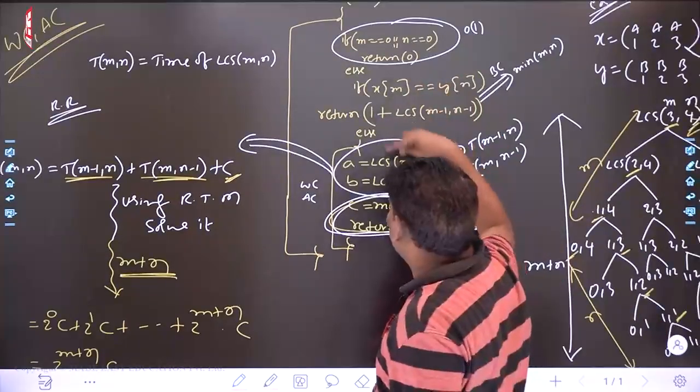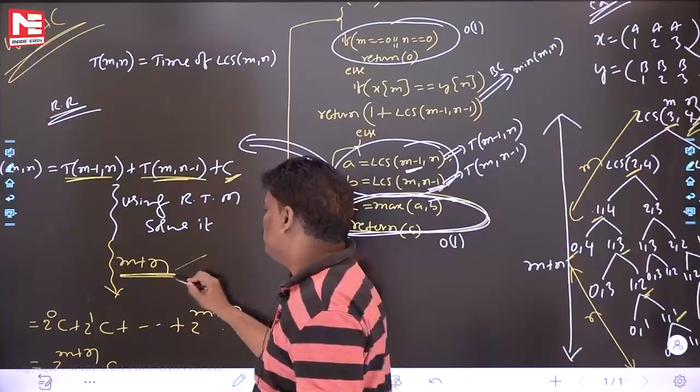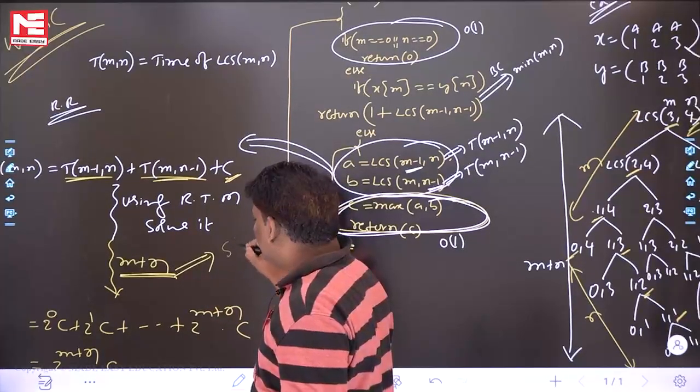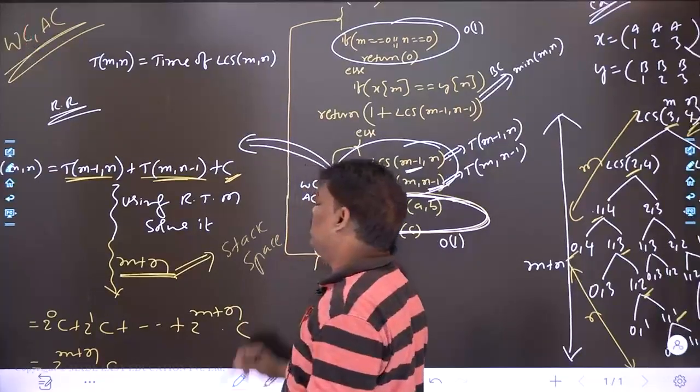Whenever you say it is a recursive program, what is the stack space required? Number of levels, it is the stack space. Extra space or stack space? Let me write, stack space. How many level tree? M plus n level tree.